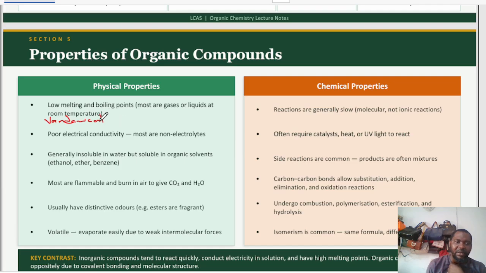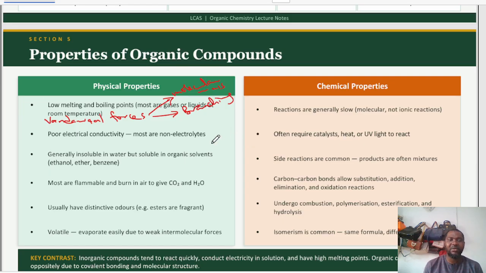All organic compounds are affected by van der Waals forces, and van der Waals forces are affected by two things. One of them is the molecular mass. That means the higher the molecular mass, the stronger the van der Waals force. The other is branching. It is seen that straight chain compounds have higher boiling points than branched chain compounds. That's quite important for you to note.